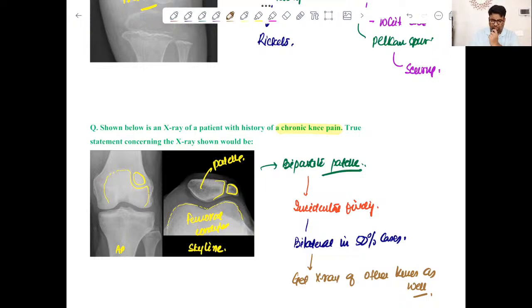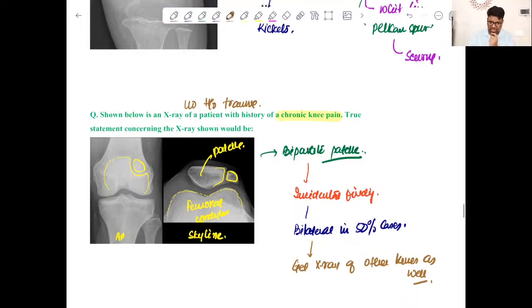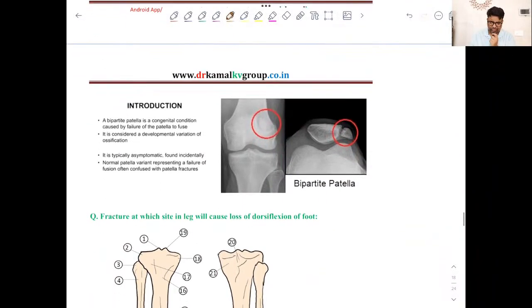See, why won't it be a fracture of the patella? Because there is no history of trauma, right? There is no history of trauma, or of any vigorous pull by the quadriceps muscle. So this is bipartite patella, right? This is just an accidental finding.